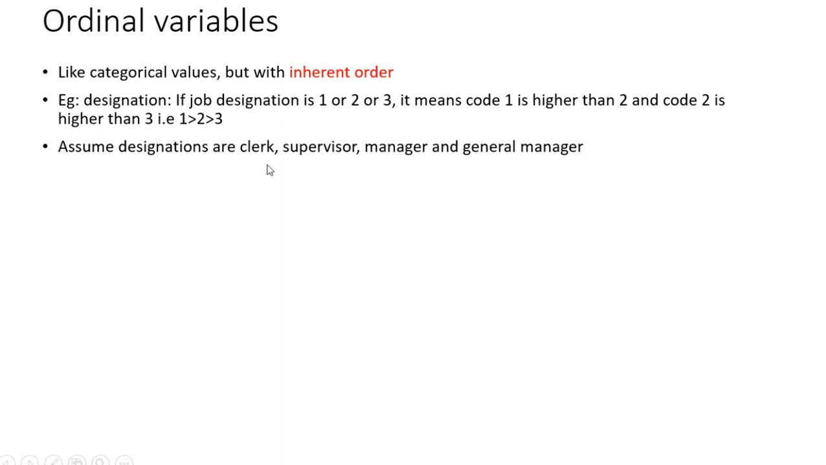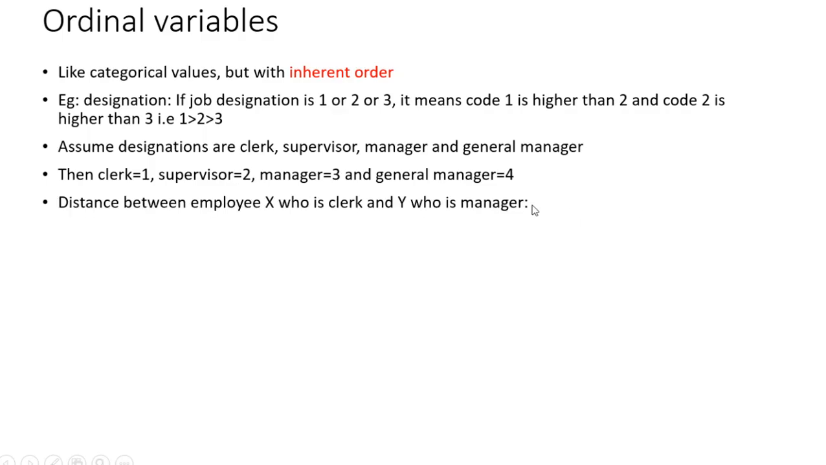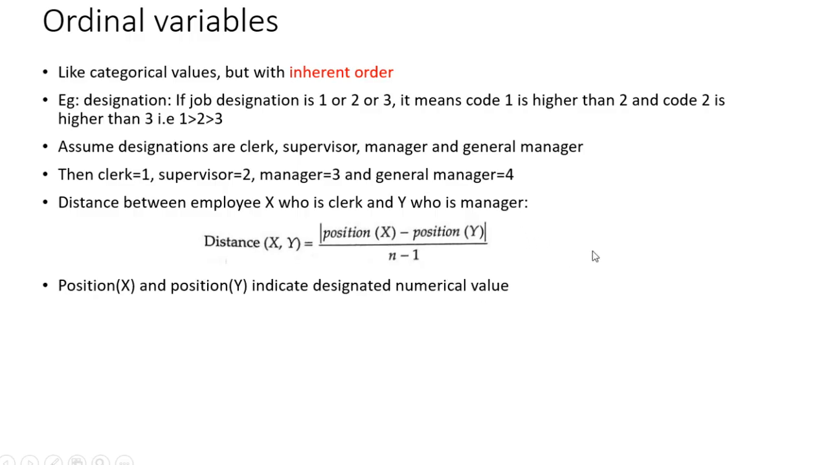So let's say the designations are like this: clerk, supervisor, manager, and general manager. Clerk is 1, supervisor I will assign as 2, manager I will assign as 3, general manager I will assign as 4. So how do you find the distance between employee X who is a clerk and employee Y who is a manager? Just take the difference and divide it by n minus 1. Position of X is 4, position of Y is 1. So it would be 4 minus 1 divided by 3. That would be the distance. So 3 by 3, that is 1. So the answer in this case is 1.